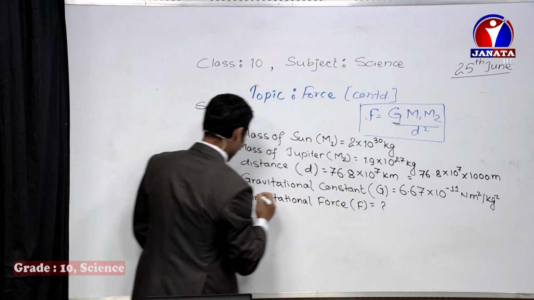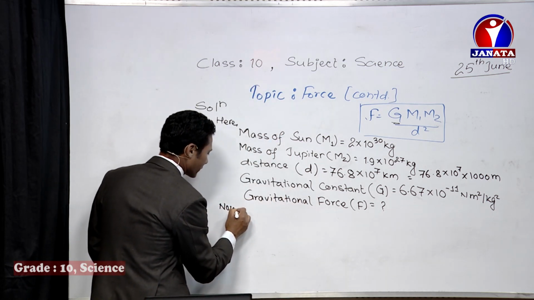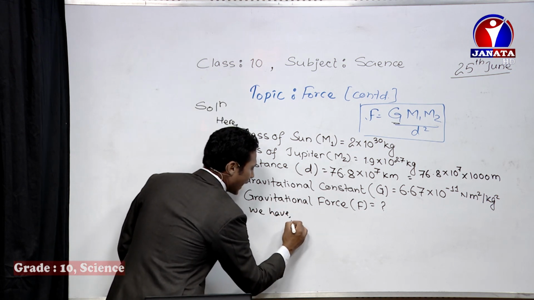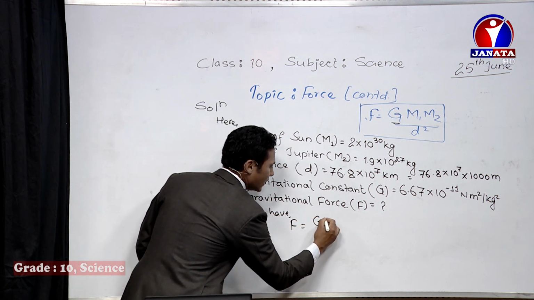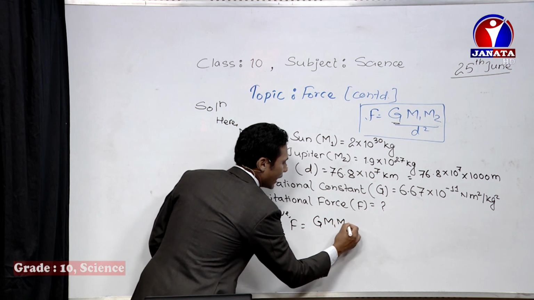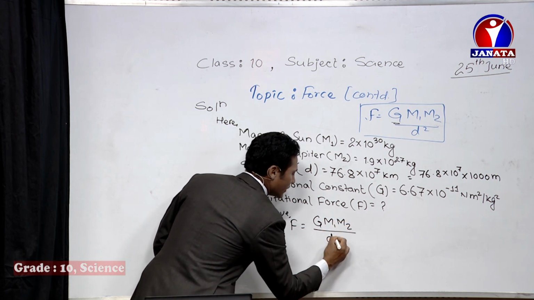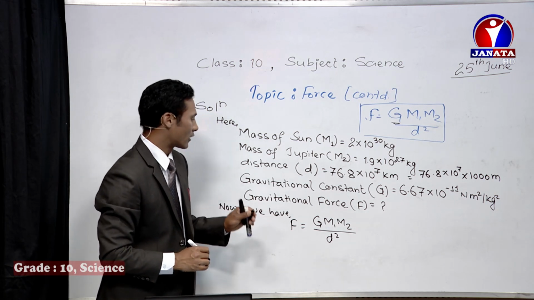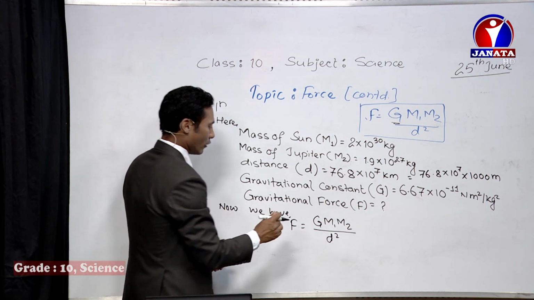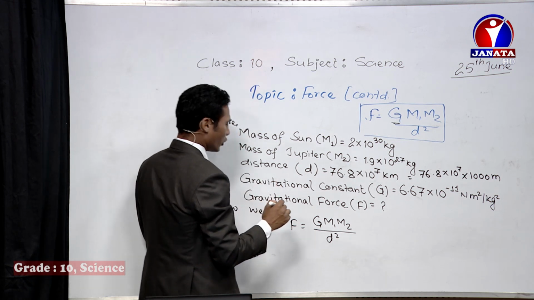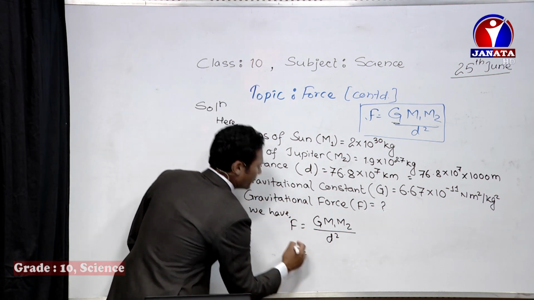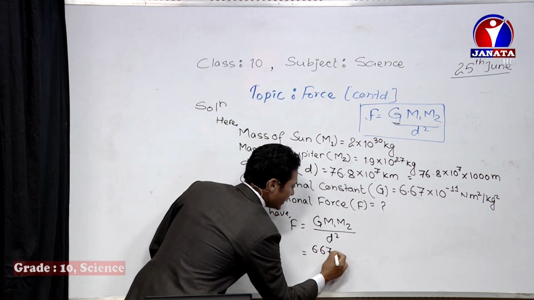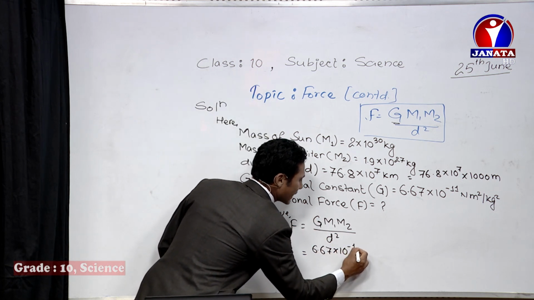So now, what is the formula? F equals G m1 m2 by d square. This is the formula of gravitational force. Now let's put in the values. This G is 6.67 into 10 to the power minus 11.